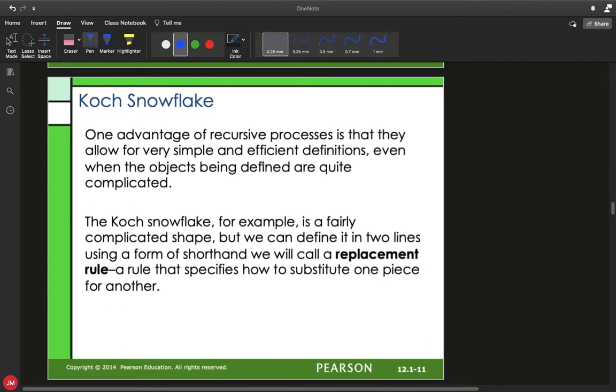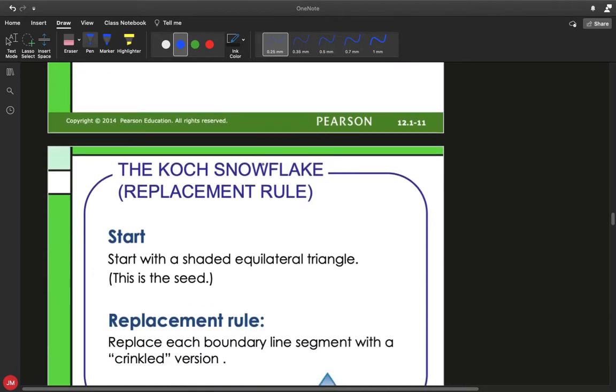Now, one nice part about these recursive processes that we're going to use when we create these different geometric fractals is that they're pretty simple as far as the definition and the steps go. The Koch snowflake is a very complicated shape, but there's really only two steps that you have to do. And really it's just a replacement rule. So here's what that is.